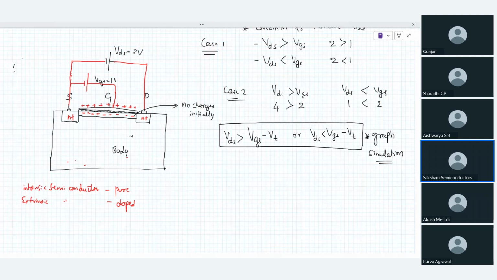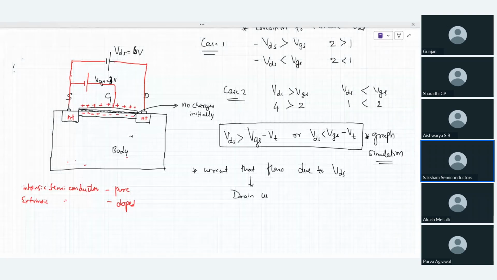Now the question is, now you have applied VDS. Let's assume that I'm stopping. Let's assume that I have applied VGS equal to 3 volt. I told you it should be greater than the threshold voltage. And let's say that I have applied VDS as 6 volt, and I stop increasing both VDS and VGS. So that means whatever VDS I applied, that 6 volt, that much voltage would give rise to my current. And the current that flows due to VDS is basically known as your drain current.